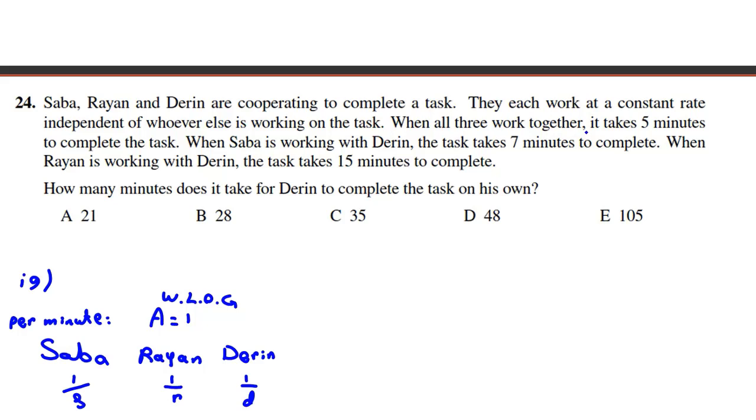When all three work together, it takes 5 minutes to complete the work. So in each minute, they do what? 1 over S plus 1 over R plus 1 over D. So in 5 minutes, they can finish the work. So times 5 should be 1, because we've considered the work is 1.